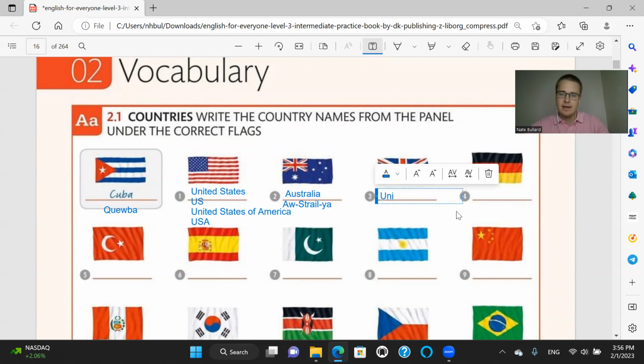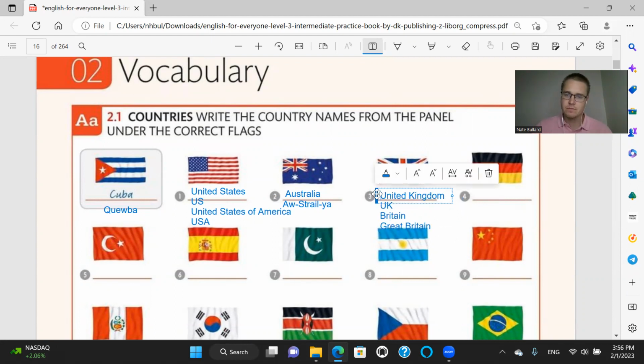This one right here is the United Kingdom. A lot of times we put the word the in front of it. The United Kingdom. We can also say the UK. We can also say Britain. We can also say Great Britain.